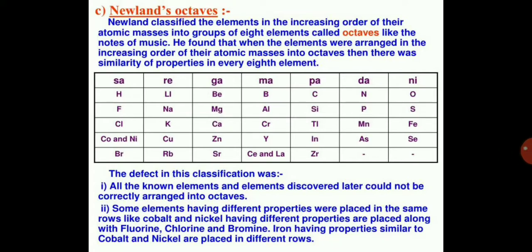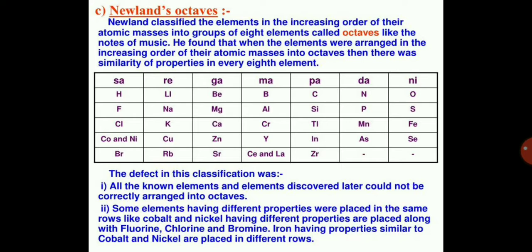In the previous video, we have seen about Mendeleev's periodic law, the modern periodic law, and Dobereiner's triads. Correct? So, in this video, we are going to see about Newlands' law of octaves.